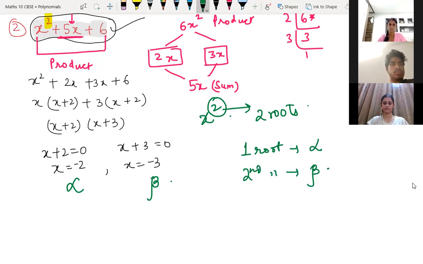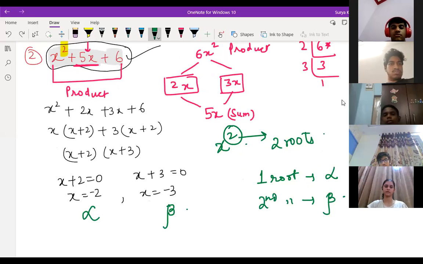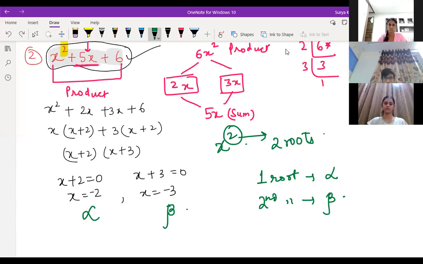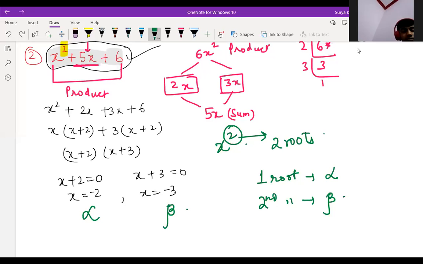Who is not able to understand, please let me know still. We are just naming it, children, not a problem. In maths, we are naming both the roots differently, alpha and beta. Is it clear or not? Yes, sir.